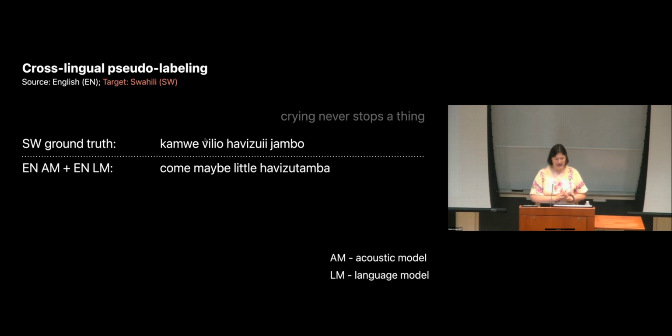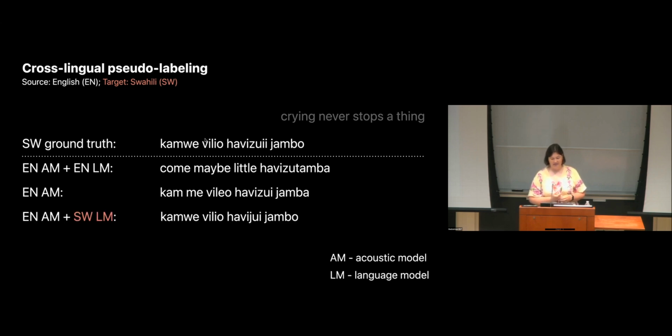Assume that I have Swahili audio, and here is the ground truth for the audio. If I apply an English acoustic model with a language model on top of that, you can see the transcription here, which is entirely different from the ground truth. Now, how about if I'm just applying the English acoustic model? In this case, you can see that it's doing way better in terms of capturing pronunciation, right? Now what happens if I use a target Swahili language model on top of that? You can actually fix a bunch of things.